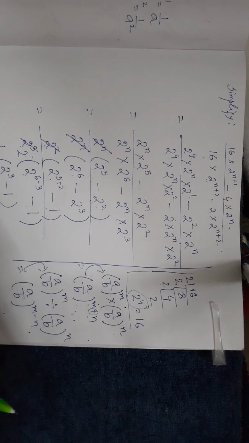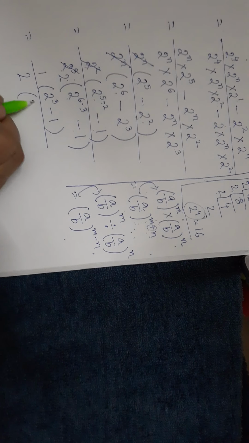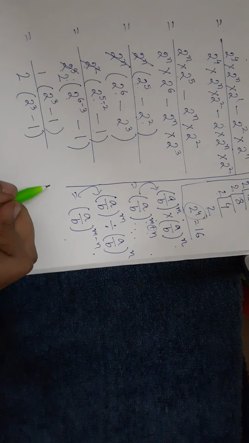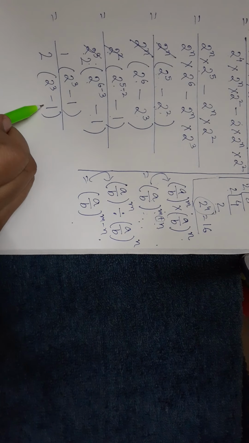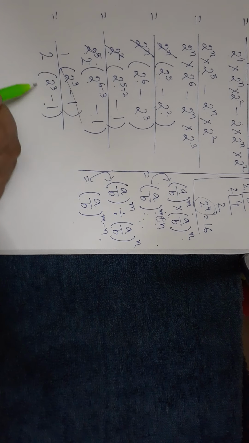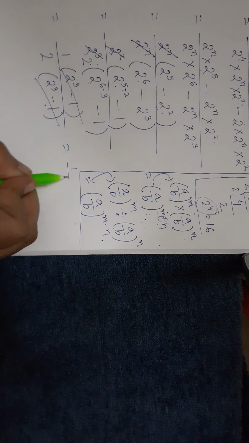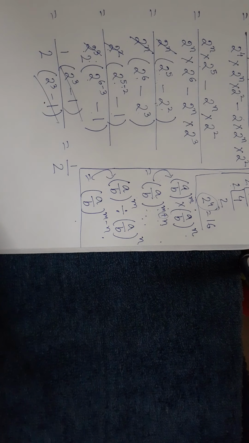So we can write this one like this. I am showing you this one, that 2 raised to the power 3 minus 1 again we can write. So you can understand these and these are common. So we can cancel all this, and ultimately the answer will be 1 by 2. This will be the answer.